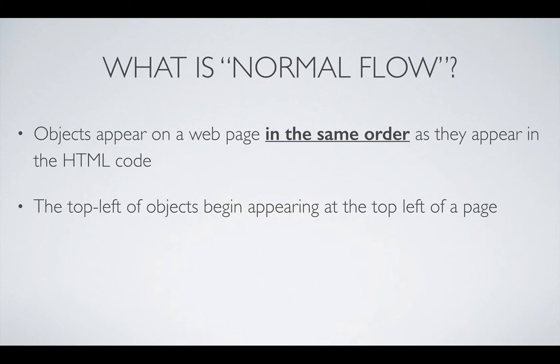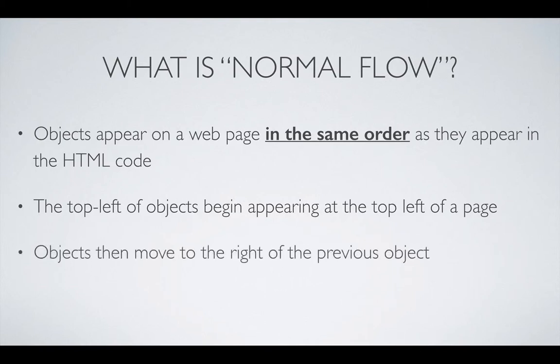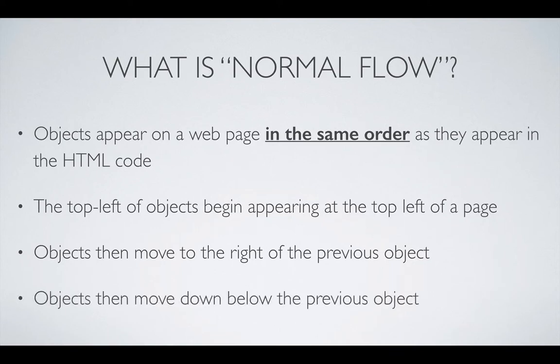Now, just as when you're typing in a word processor, each new letter that you type appears to the right of the previous letter, objects on web pages also appear to the right of the previous object until you reach the end of the line. When you reach the right side of the page, it must go then back to the left and then down below the previous object. So keep in mind that objects appear from left to right and from up to down. Let's take a look at what this might look like.